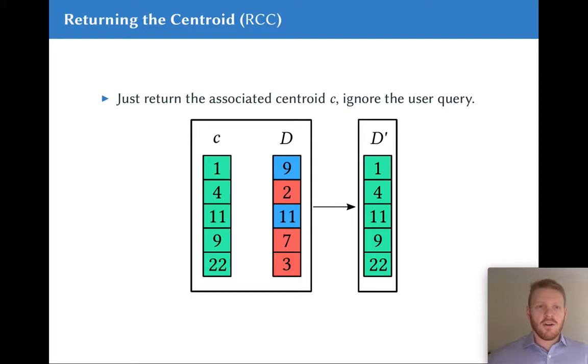So a few approaches we tried. The first is called returning the centroid. So in this example, I'm showing C, and that's the centroid that we've computed offline, and I'm showing D. This is the results list computed from the user query. The blue documents in D correspond to those that are in both D and C, and the red documents are those that are in D but not in C. So returning the centroid says, I don't care about D at all, I'm just going to return C, okay?